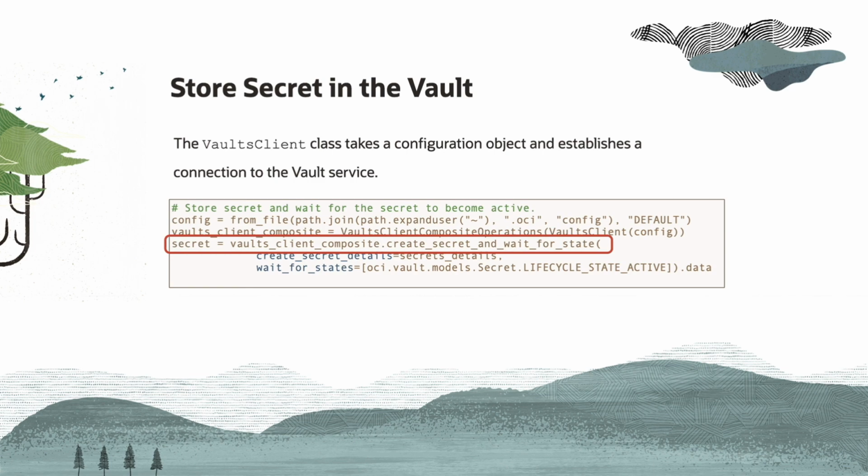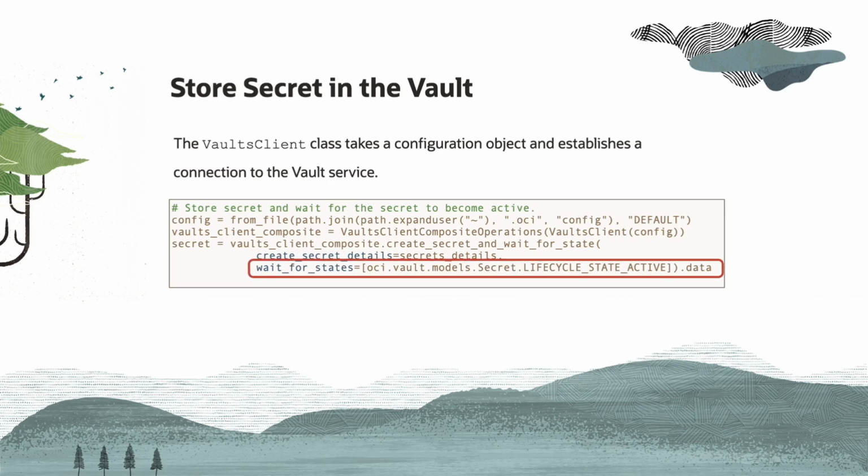We get an object of that type and we call create_secret_and_wait_for_state. Here we're going to pass in the secret details that we created in the previous slide, and we're going to tell it to wait until the state is active, meaning that the secrets have been stored in the vault.